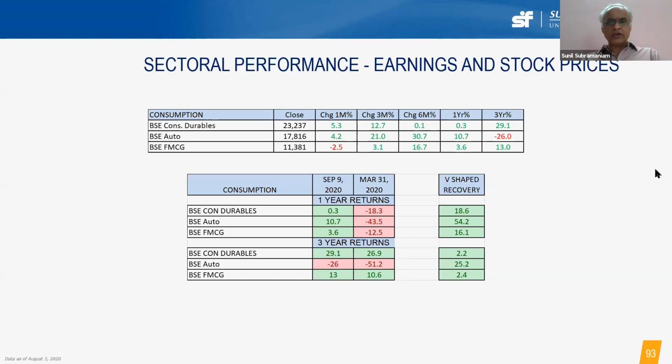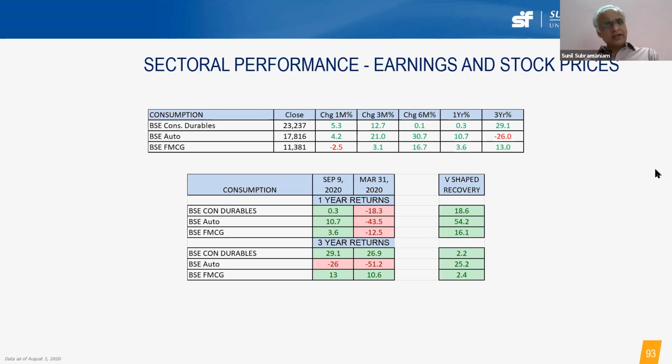And hence, if you go to the 1 year return recovery V-shape, you see auto leads the pack, whereas consumer durables and FMCG are much lower. FMCG, I explained. In consumer durables also, the reason is that their biggest season was the summer. We lost the summer due to the lockdown. So now with Diwali also looking a bit of a challenge, maybe the next summer is going to be the trigger for this consumer durable sector. So it's not grown as much as the auto sector.